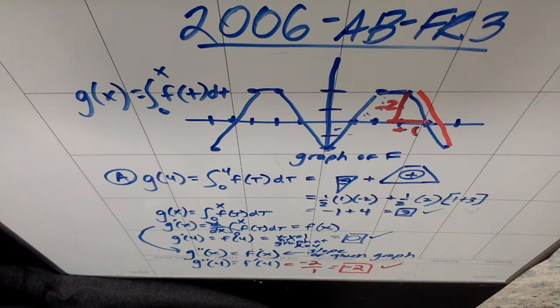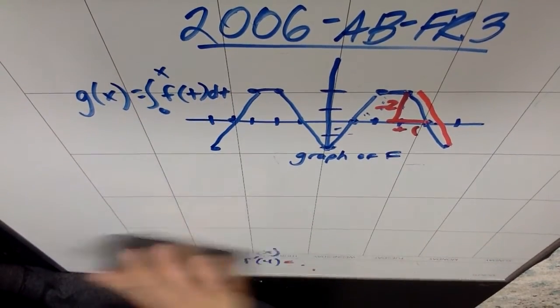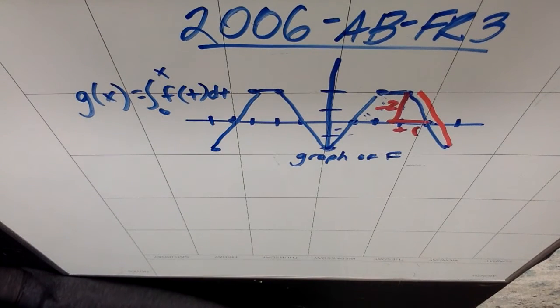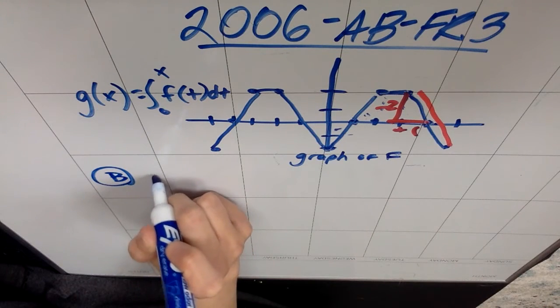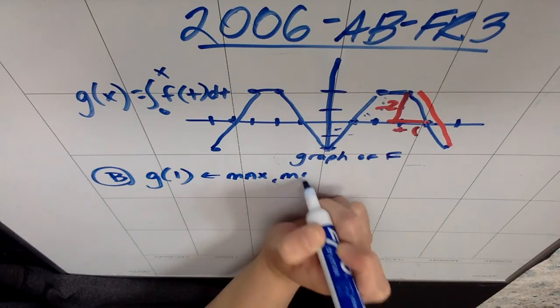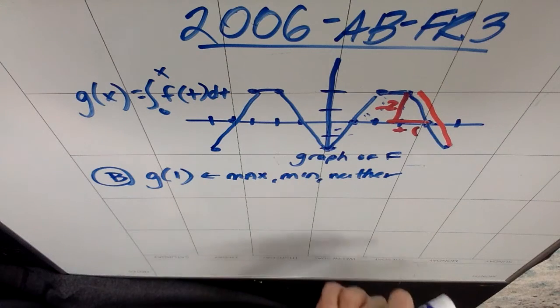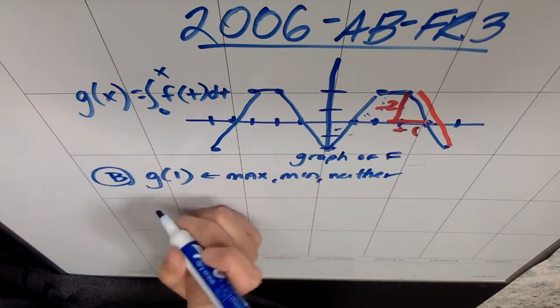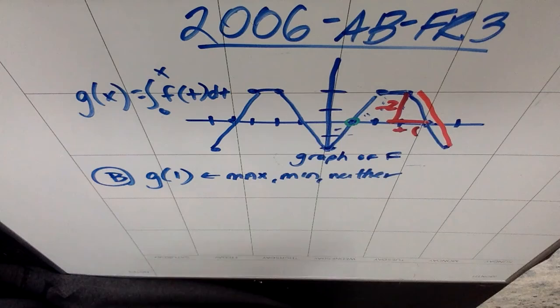Part B: does g have a relative max, min, or neither at 1? Justify your answer. Okay, so part B. Remember, we're asking about g, right? So we want to know if g of 1 is a max, a min, or neither. Well, if we want to know that information about g of 1, we need to use essentially a g prime sign chart, right? So we're looking specifically here at 1.